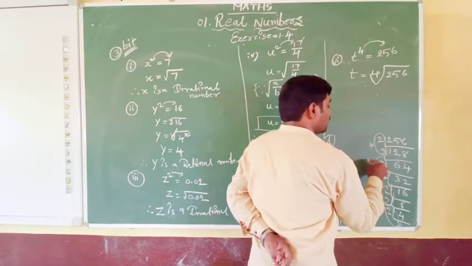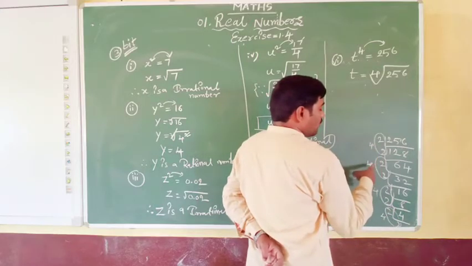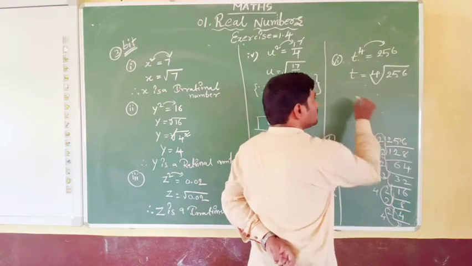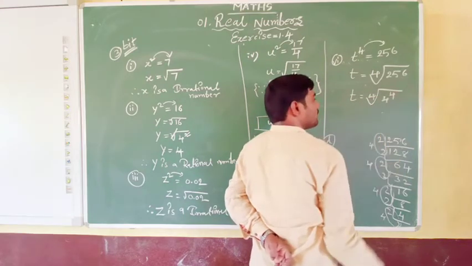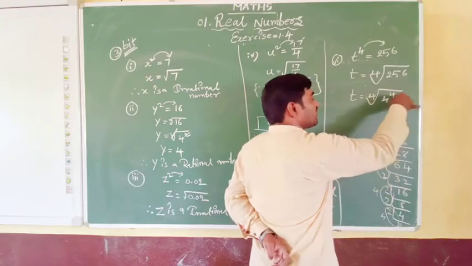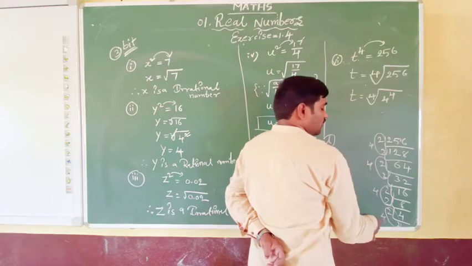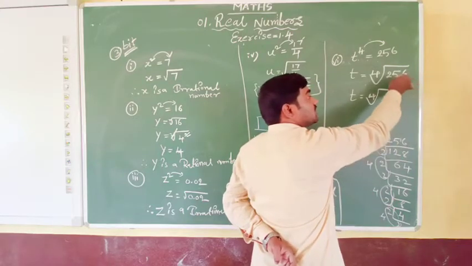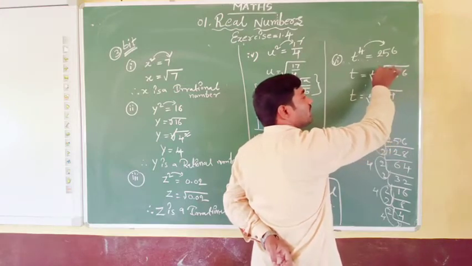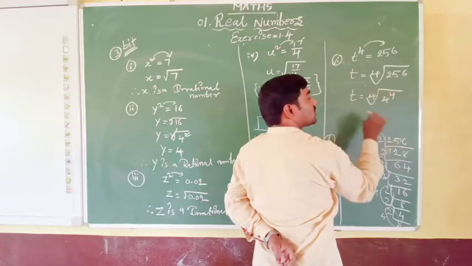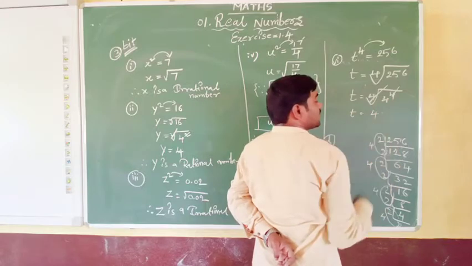2 into 2 is 4. It is also 2 into 2, 4. 2 into 2, 4. 2 into 2, 4. That means here 4 into 4 into 4 into 4. How many times? 4 times we got. So the 4th root of 4 to the power of 4. That means you multiply 4 four times: 4 fours are 16, 16 fours are 64, 64 fours are 256. Hence this 256 we can write in the form of an nth power. So here the nth root and nth power are the same, so this fourth power and fourth root we can cancel. We will get t equal to 4.